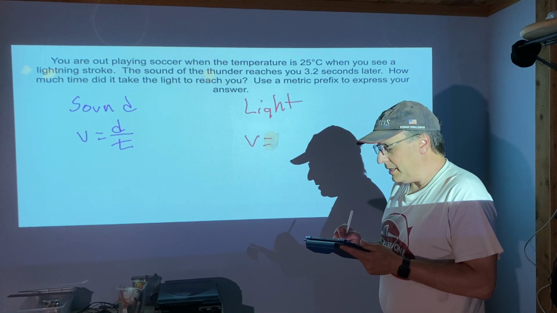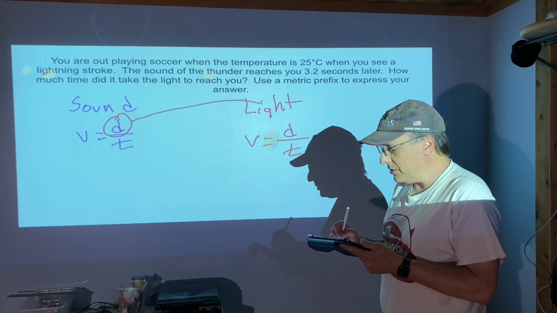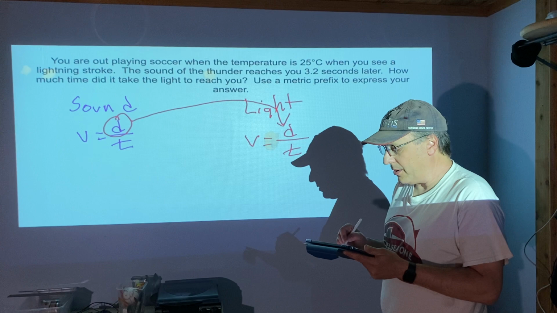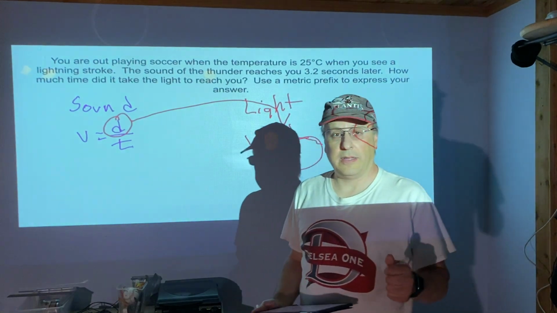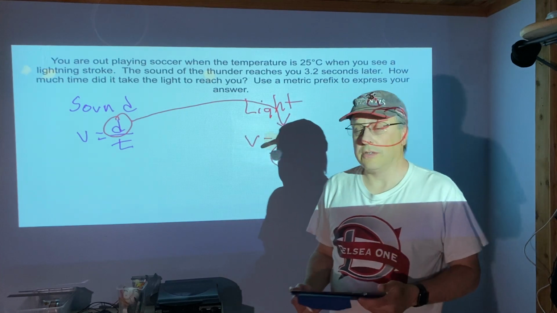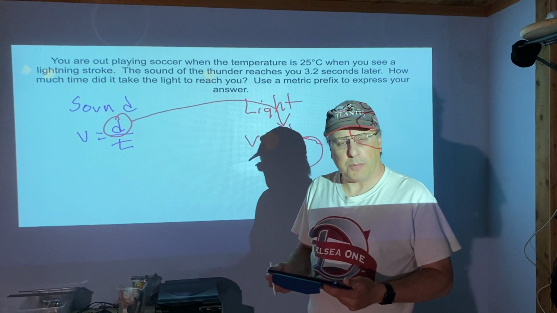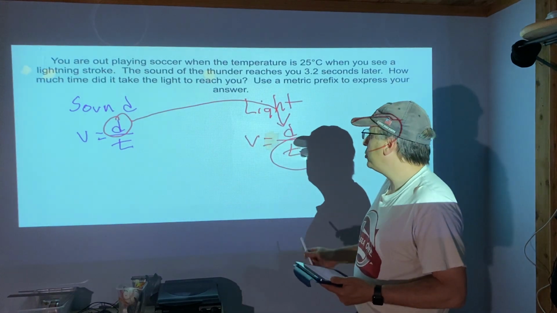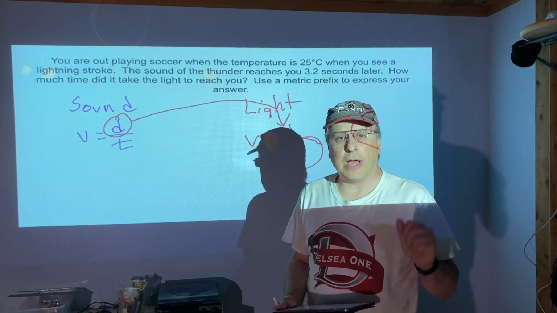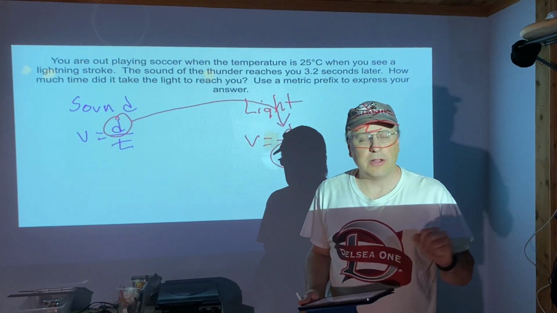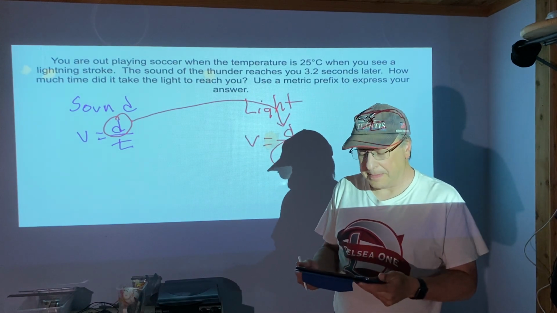You're going to do the velocity of light, distance over time, whatever distance you calculate here, put it in here, and solve for time. Again, it's going to be really quick. Put it with a metric prefix. For all of these problems, except for the fiber optic one, you're going to assume that light travels at 3e8 m/s. Do not worry that it's traveling through air. Air and space have almost the exact same speed of light.